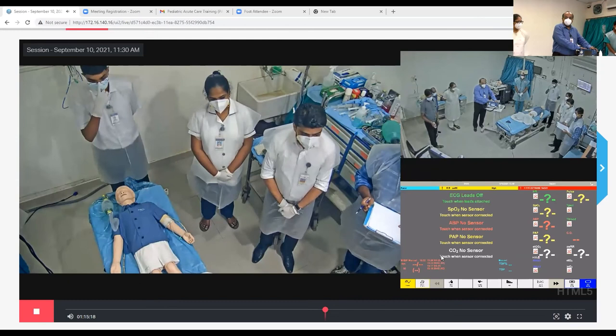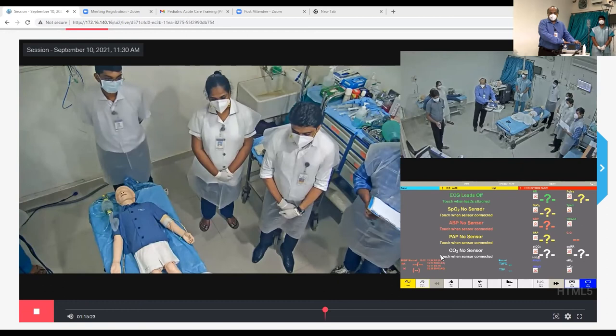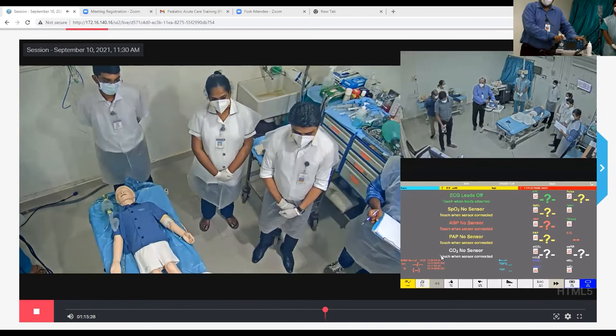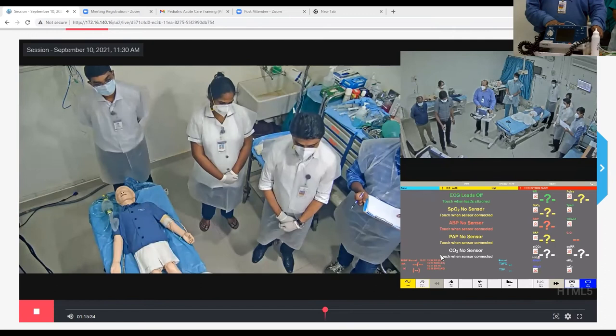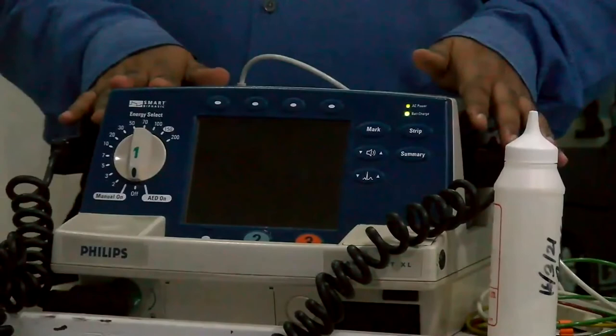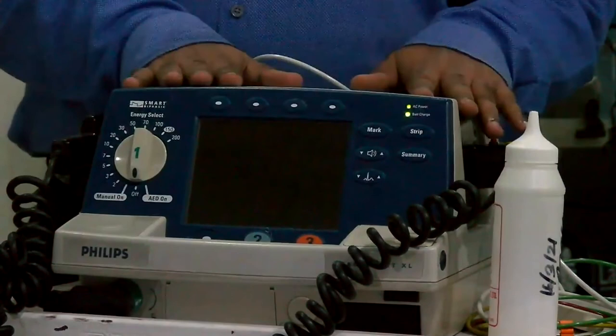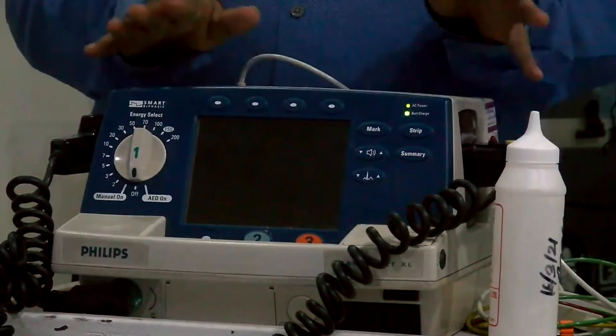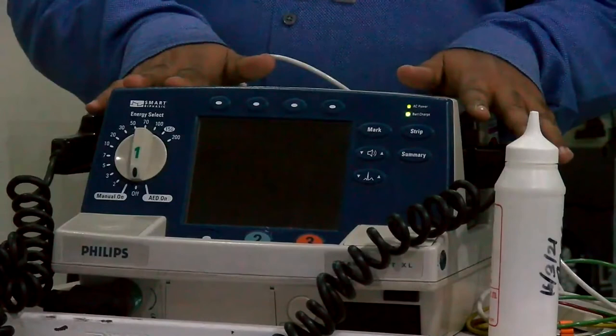You may have different defibrillators in your centers, but the steps are always the same. This is a manual defibrillator. We use it for many purposes. It is used for defibrillation, that is shock, which is what it is made for by default. Second, synchronized cardioversion. Third, it can be used for transcutaneous pacing. And it can also be used as an automated external defibrillator.